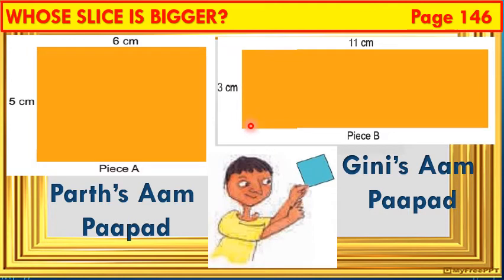Children, can you tell whose aam papad was bigger, Parth's aam papad or Guinea's aam papad? This is a friend of Parth and Guinea. He showed one way of finding whose aam papad was bigger. He cut a green square of length 1 centimeter and breadth also of 1 centimeter, as shown in this picture. Like this, many green squares he cut.